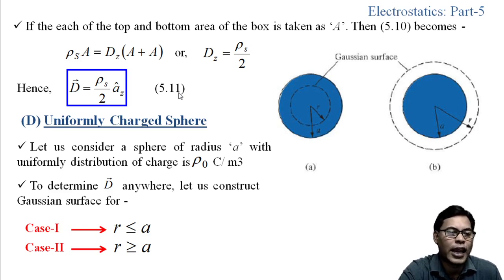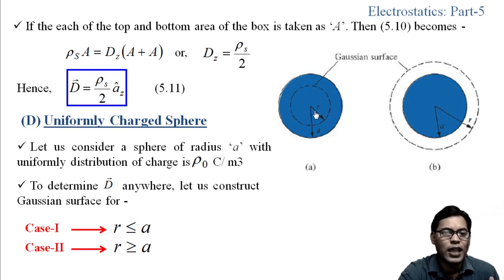to see the calculation of the electric flux density for uniformly charged sphere. So here we have considered a sphere of radius A, and the charge distribution is symmetric everywhere, or uniform everywhere, and the charge density we have considered, that is rho naught coulomb per meter cube. Now to determine D anywhere inside the sphere, outside the sphere, first we need to draw the Gaussian surface. So here two cases we will consider.